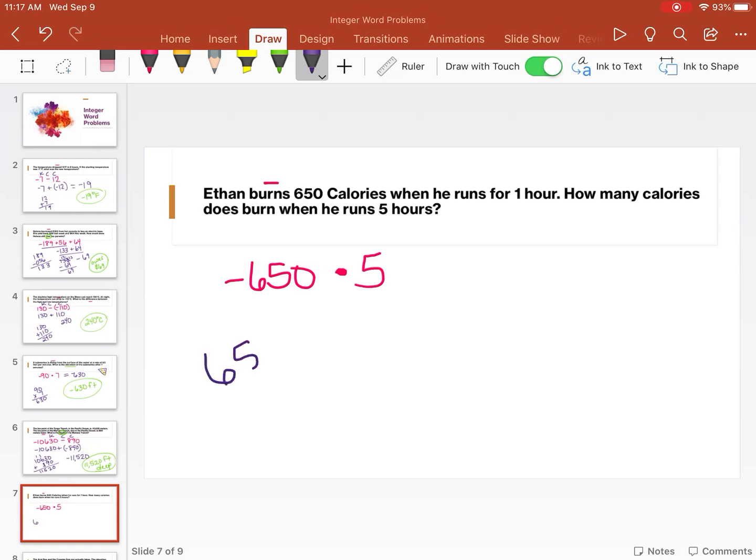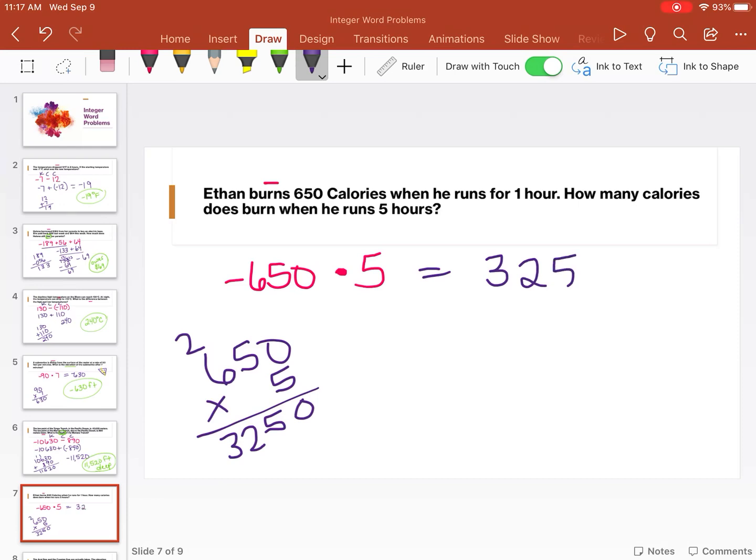Okay, so 650 times 5. 5 times 0 is 0, all right. 5 times 5 is 25. 5 times 6 is 30, plus 2 is 32. Okay, so I'm getting 3,250. Negative times positive makes it negative. So negative 3,250, but I'm going to go back to my question.